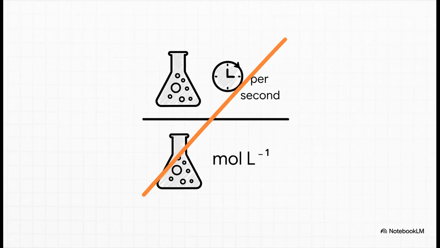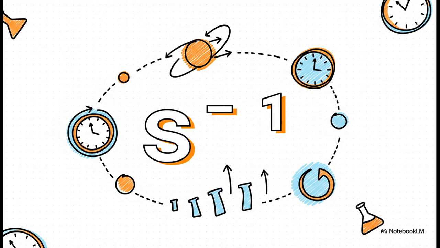And here is where the magic happens. See that? We have moles per liter on the top of the fraction, and we have moles per liter on the bottom. And just like in basic math, when you have the same thing on the top and the bottom, they just cancel each other out. Poof! So what are we left with? Just seconds inverse, or s to the negative 1, which is just another way of saying per second. And there you have it. We actually did it. We used that super confusing quote to find the units for our first-order rate constant.